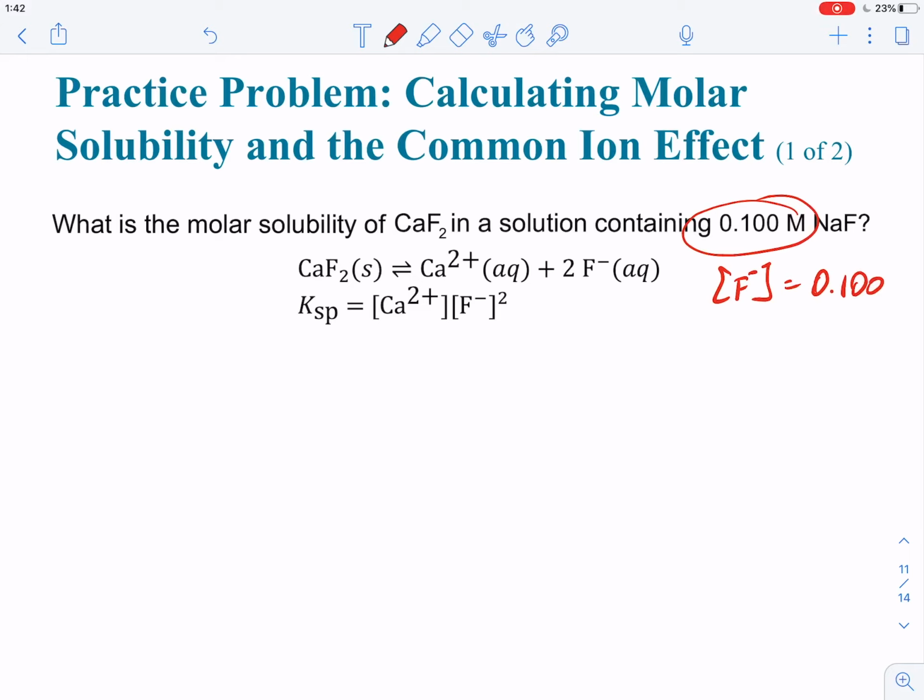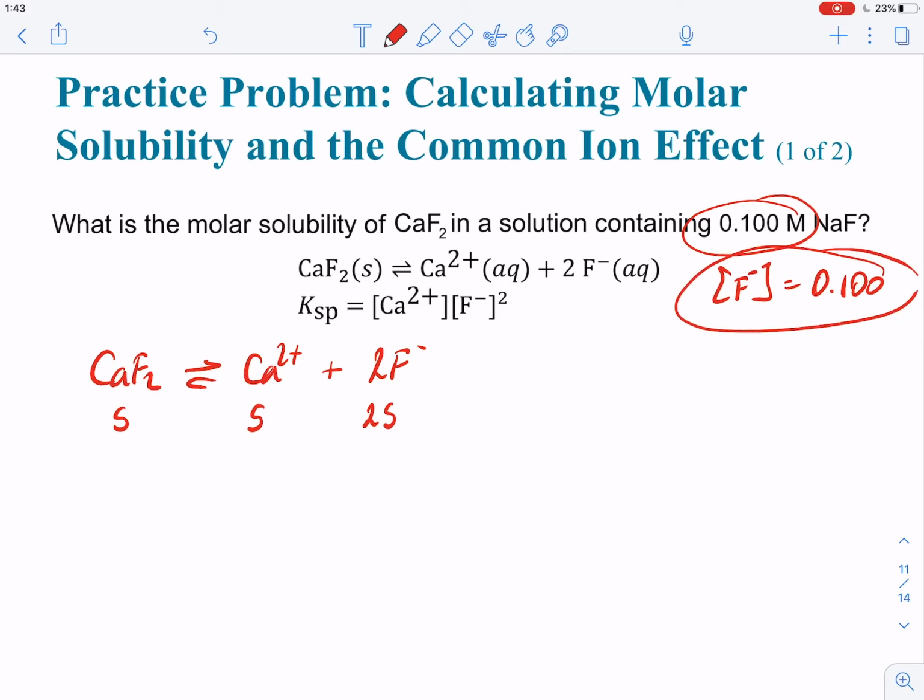Here, calcium fluoride will be in equilibrium with calcium 2 plus and 2 times fluoride. This is going to be the solubility of calcium fluoride. Because calcium and calcium fluoride is 1:1, this is S, and for fluoride it is going to be 2S. So now, since you have already 0.1 molar of fluoride in solution, this technically has to be 0.1 molar.